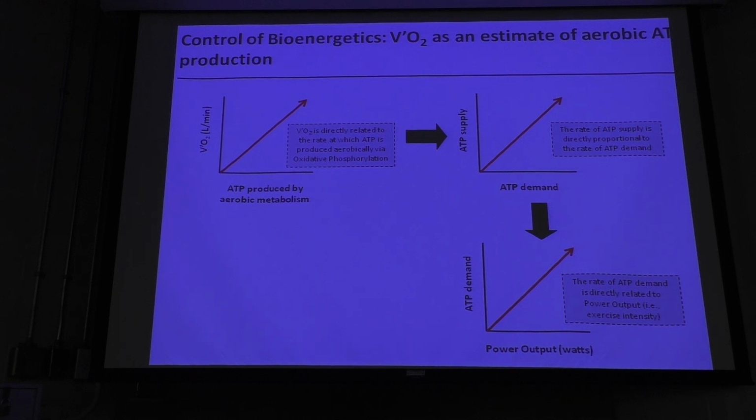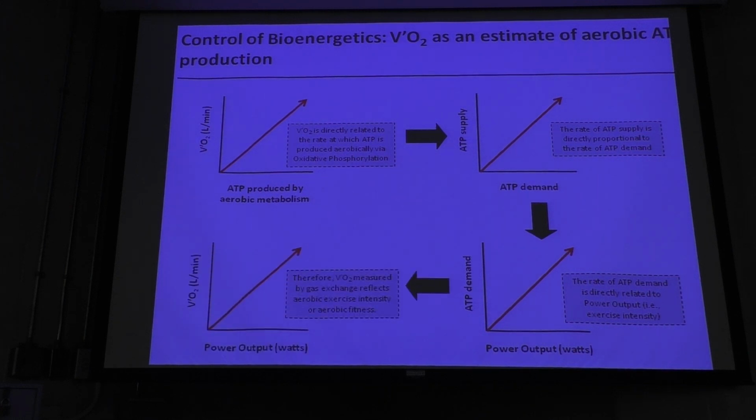Right? If you're running at a constant speed and the hill continues to get steeper and steeper and steeper, the power output requirements go up and up and up. The ATP demands will go up in an exercise intensity dependent manner. So in this case, power output increases and ATP demands increase in direct proportion to those power output requirements. So the rate of ATP demand is then directly related to exercise intensity, what the muscles are required to do in order to support a given external task: walking, cycling, running, swimming, whatever it is.